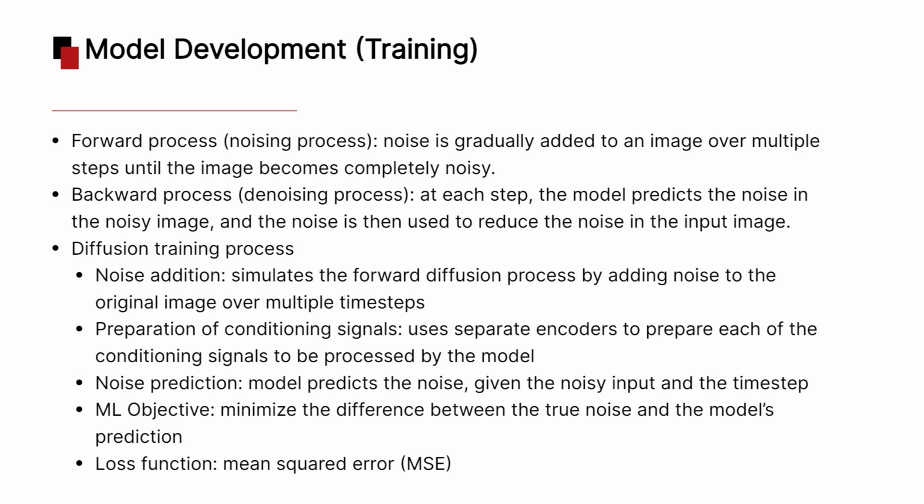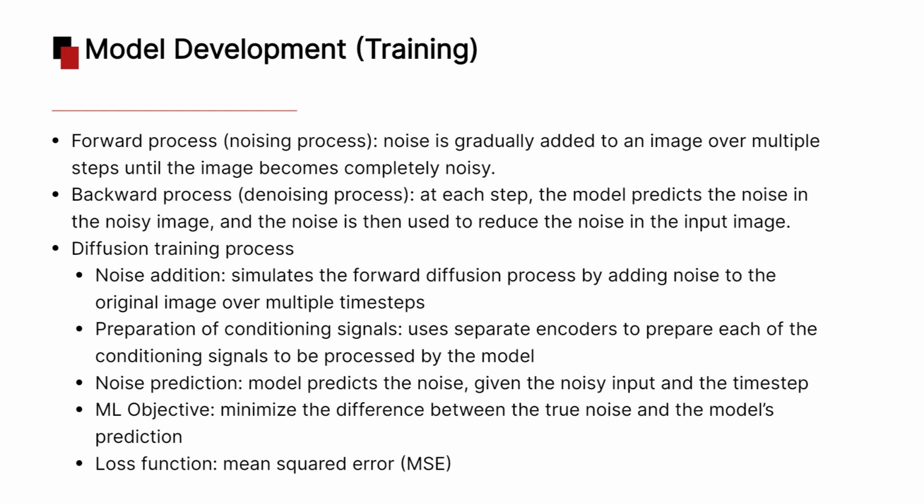In diffusion-based text-to-image generation, model training revolves around two complementary processes: the forward noising process and the backward denoising process. Forward process, noising process. We start with a clean, high-quality image from our dataset. Over a series of time steps, sometimes hundreds or even thousands, we progressively add Gaussian noise to the image. By the final step, the image is almost pure noise. This stage teaches the model what a fully destroyed signal looks like and establishes the distribution it must learn to reverse.